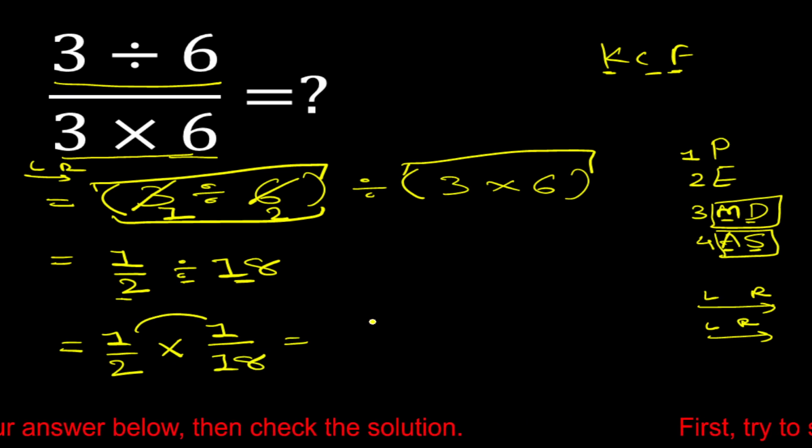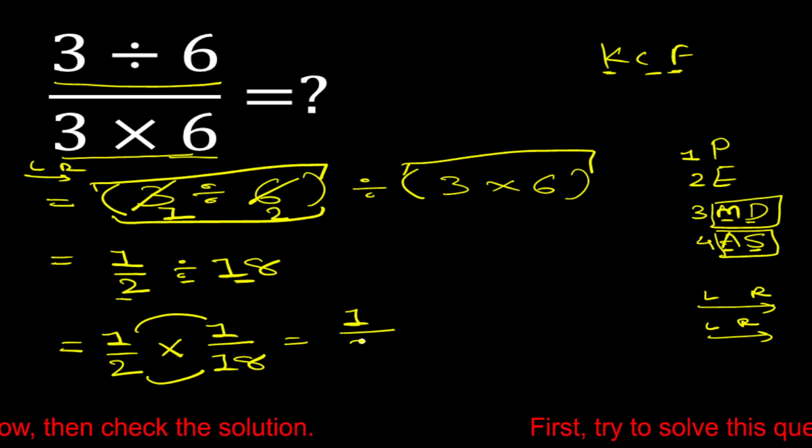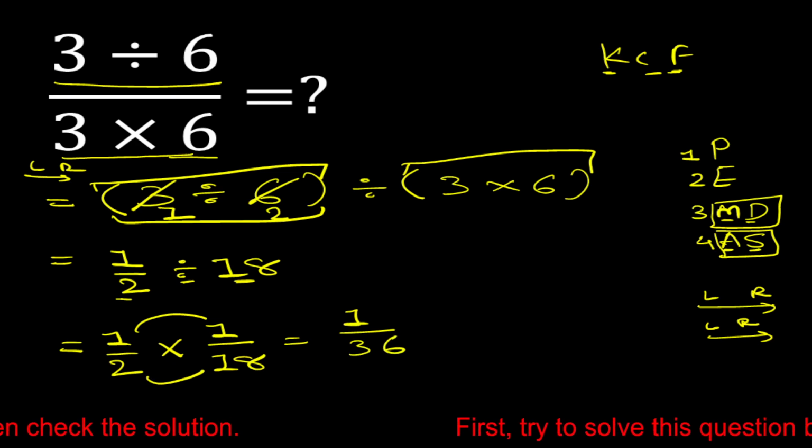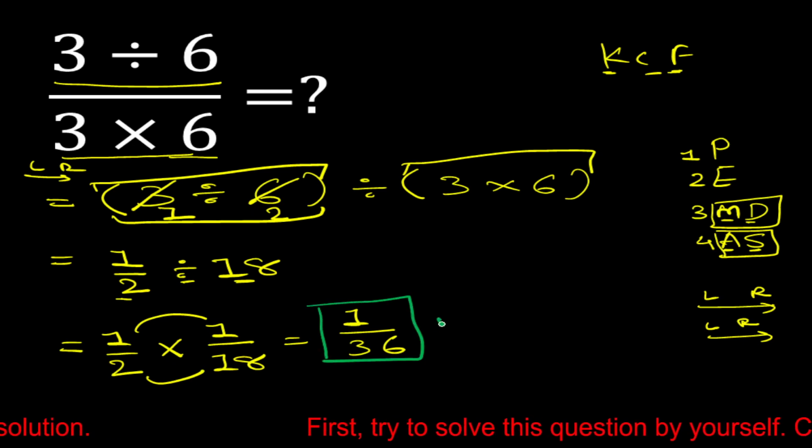Now 1 multiply 1 is equal to 1. 2 multiply 18 is equal to 36. Okay. So the correct answer is 1 upon 36.